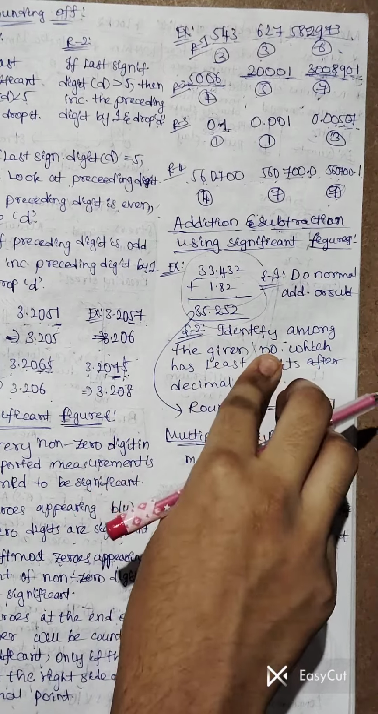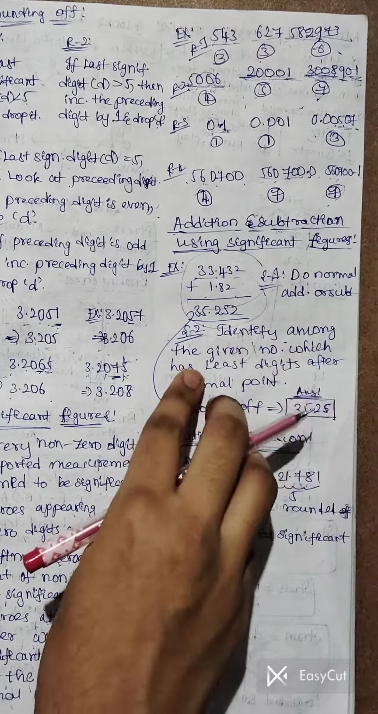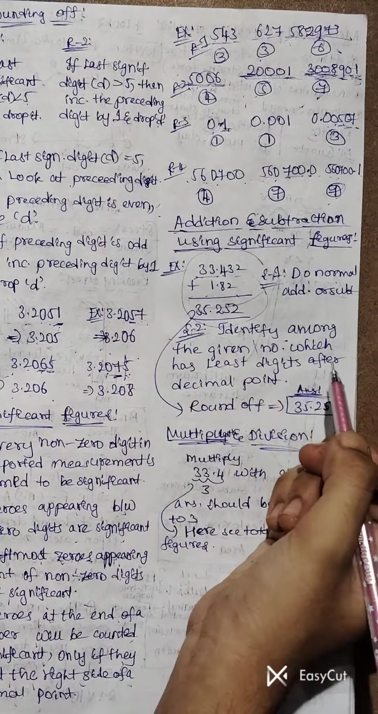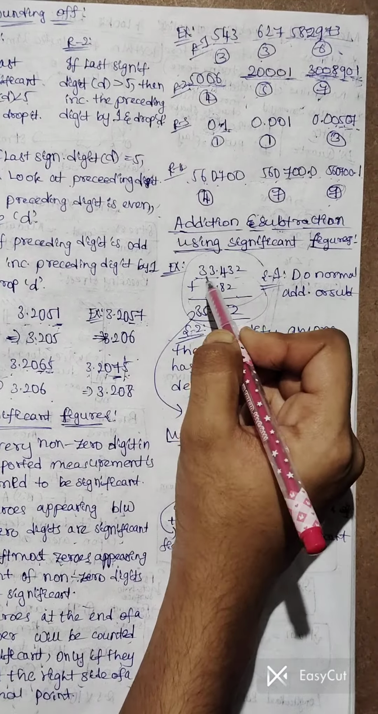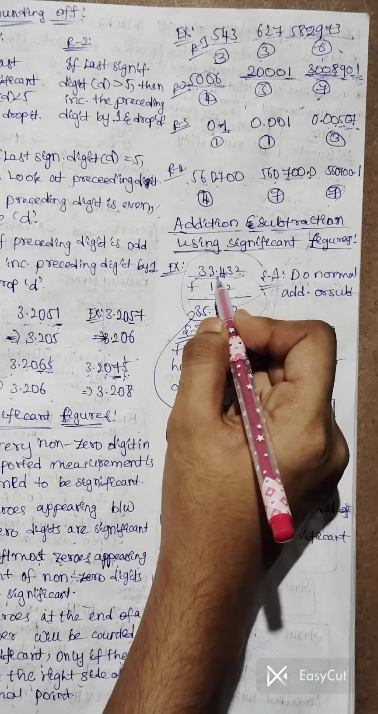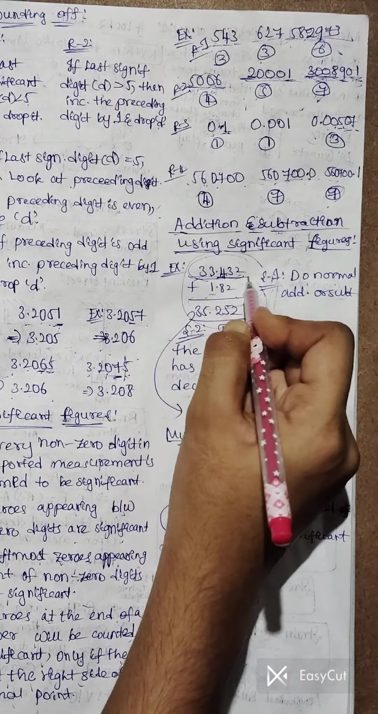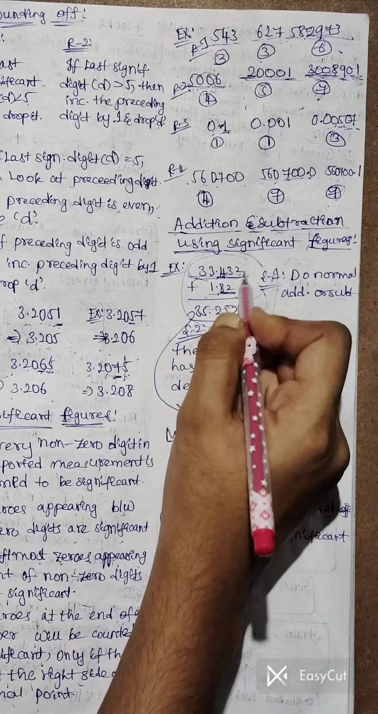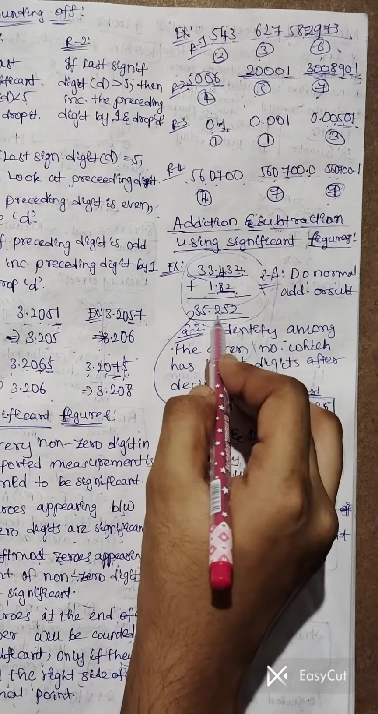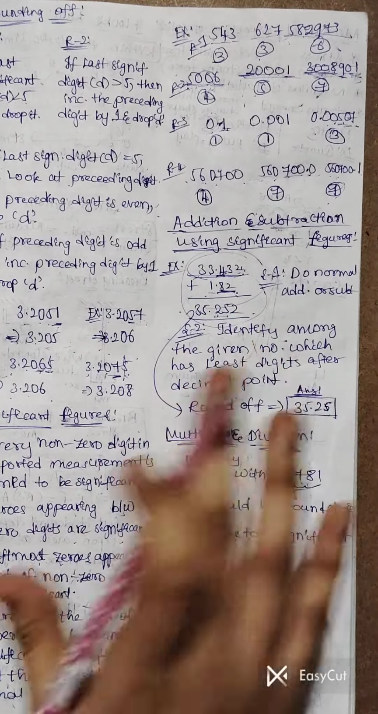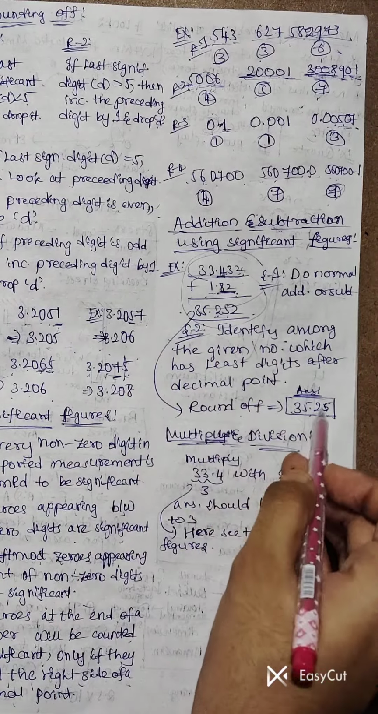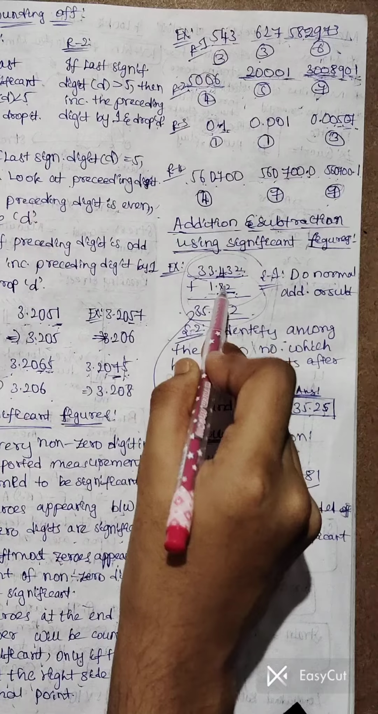And next, the second step is to identify among the given numbers which has the least digits after the decimal point. After the decimal point, here you can see that there are 5 digits in total. After the decimal point, only 3. After the decimal point, only 2. Among 3 and 2, which is the least? 2 is the least. So for the final result, there should be only 2 digits after the decimal point. So the final answer, by rounding off, we get as 35.25.